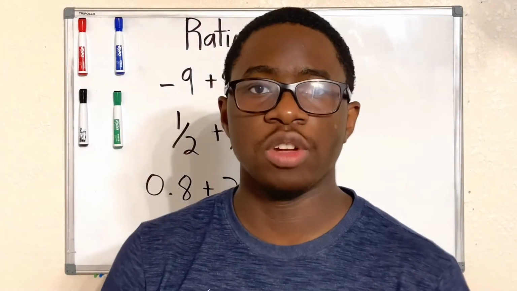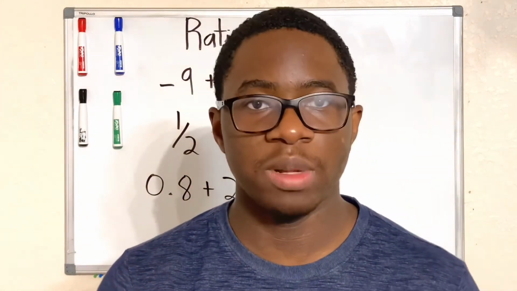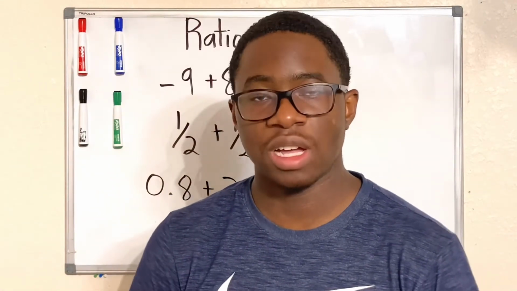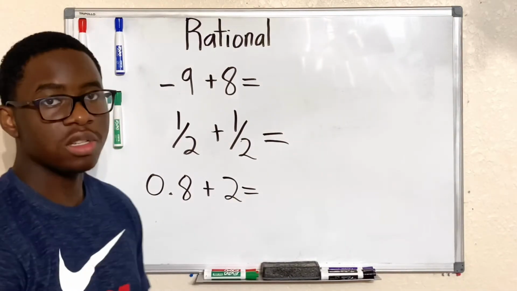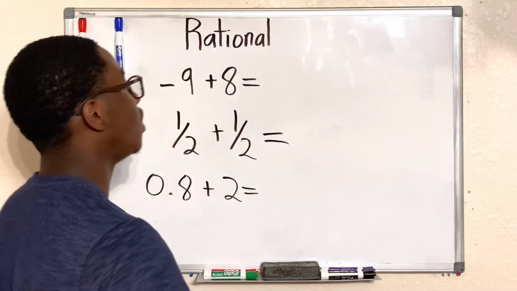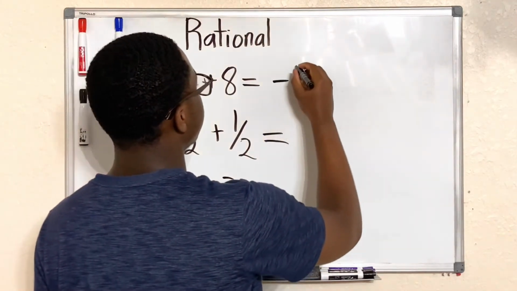When adding rational numbers or subtracting or multiplying or dividing, all you have to make sure that you are careful of are the signs as well as the fractions and the decimals. Let's take a look at some examples. So here we have negative 9 plus 8. This is also the same thing as saying 8 minus 9. So this will give you a negative 1.